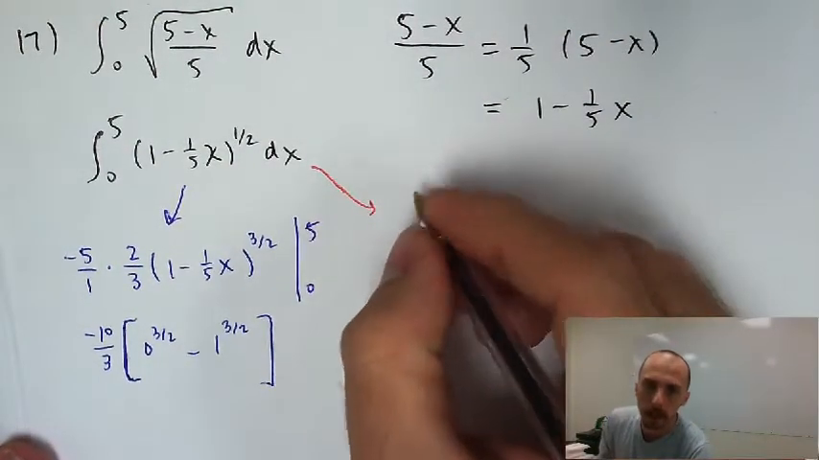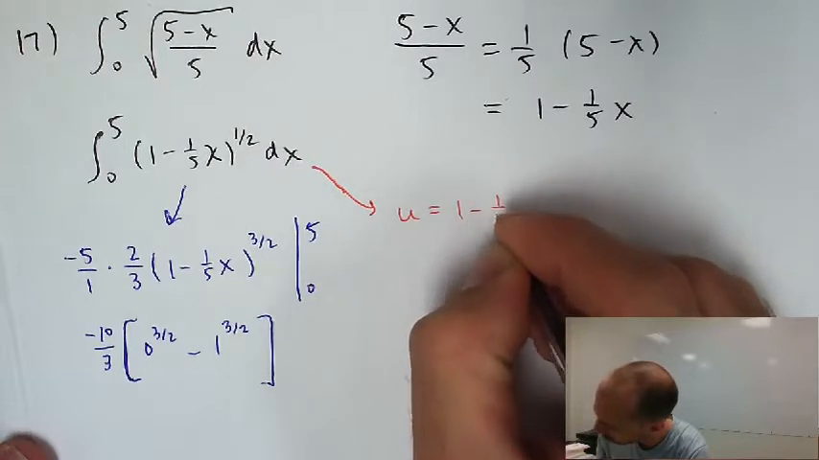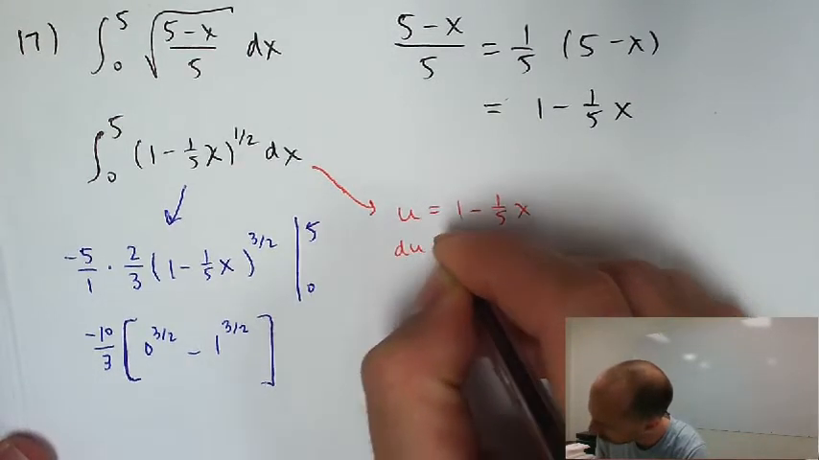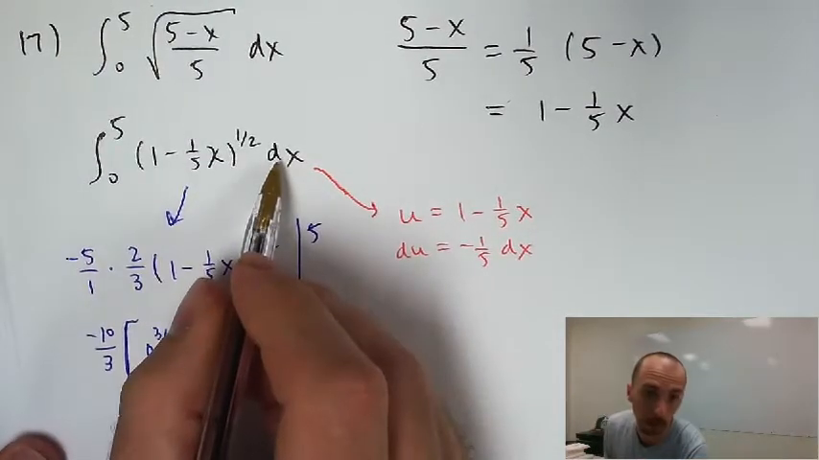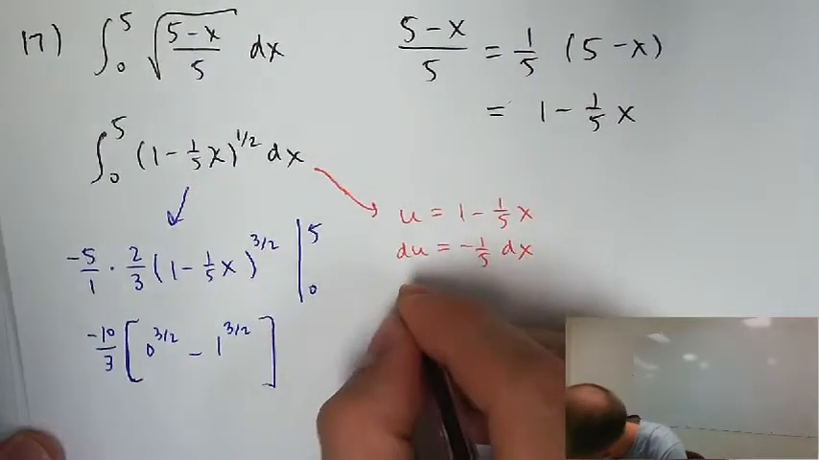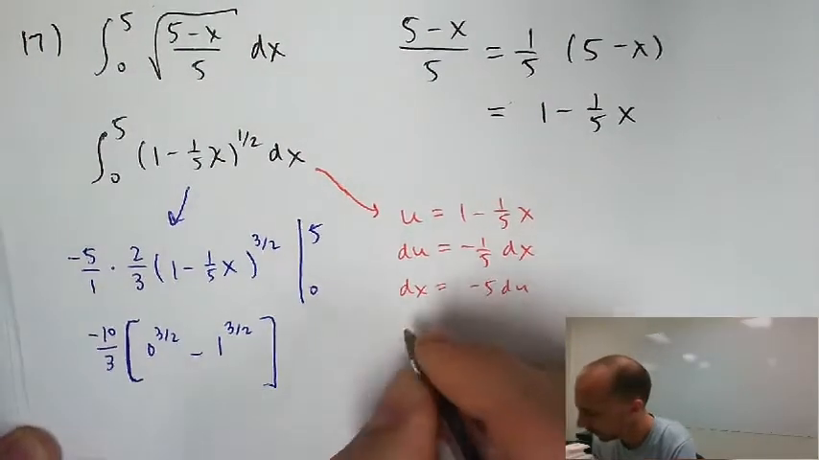Okay. And I'm going to let u equal 1 minus 1/5 x, so that du is negative 1/5 of dx. I don't have anything else along with my dx, so I'm going to solve for dx. And that's negative 5 du.